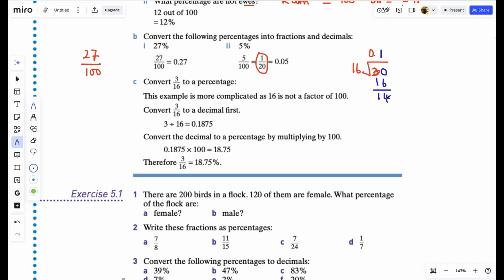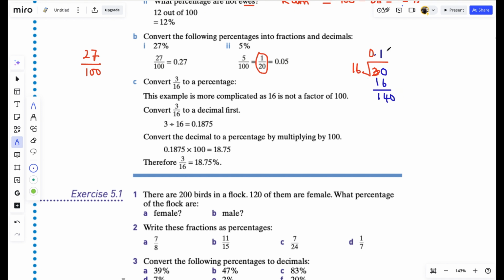16 cannot divide 14. 14 is smaller than 16. So we add 0. But this time around, you're not putting decimal. The first time when we add 0 to this place, we put decimal. You don't put decimal the second time. Just add 0. Say 140 divided by 16. How many times can 16 go into 140? 16 times 4 is 64, 128 is 8 times. So it can go 8 times.